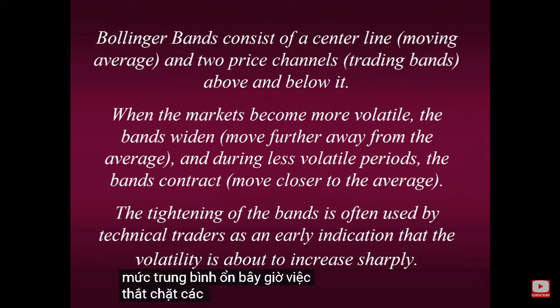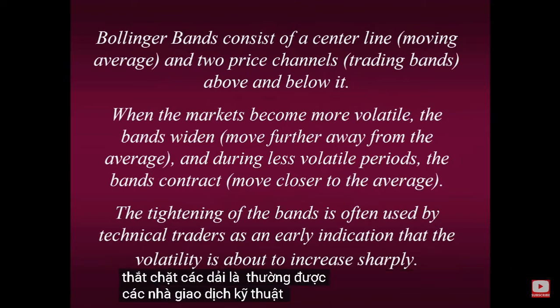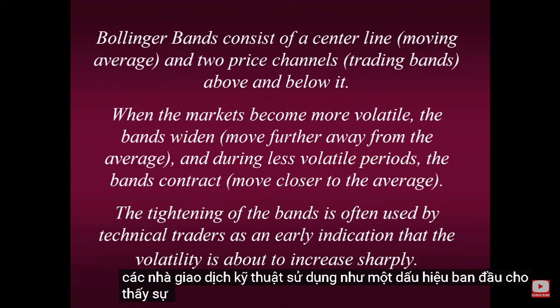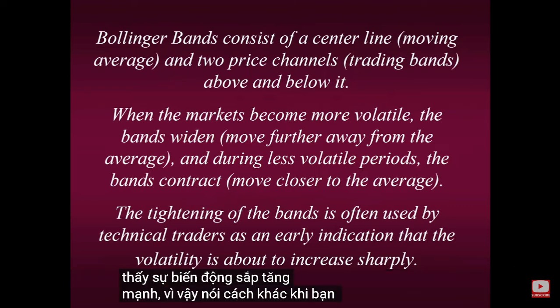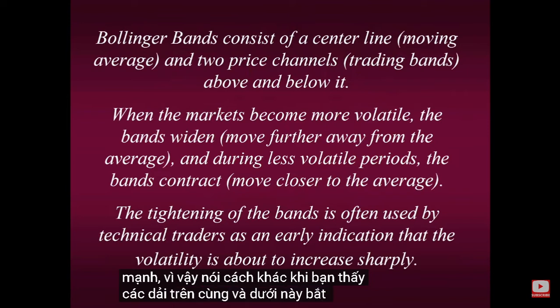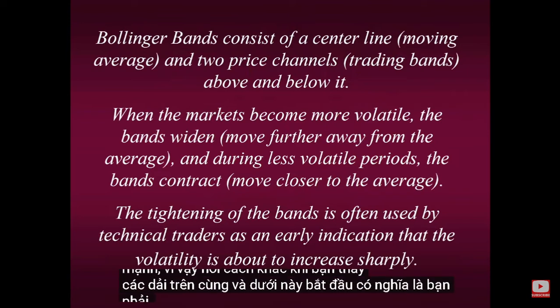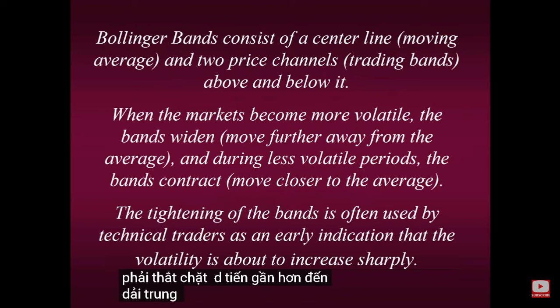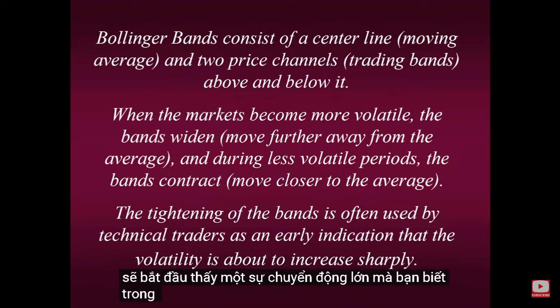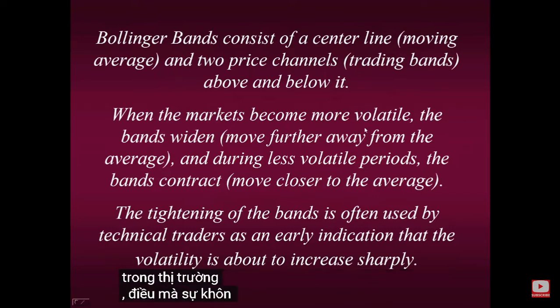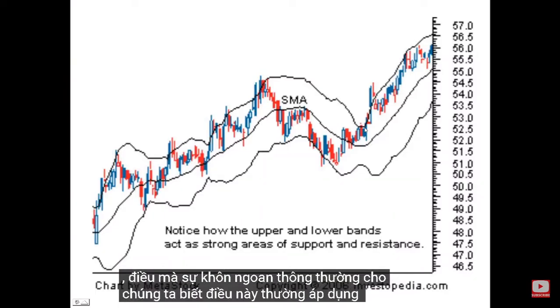Now, the tightening of the bands is often used by technical traders as an early indication that volatility is about to increase sharply. So in other words, when you see these top and lower bands start to tighten and get closer to the median band, that usually is telling you that prices are contracting and you're going to start seeing some large movement within the market. All right, that's how conventional wisdom tells us this usually applies.